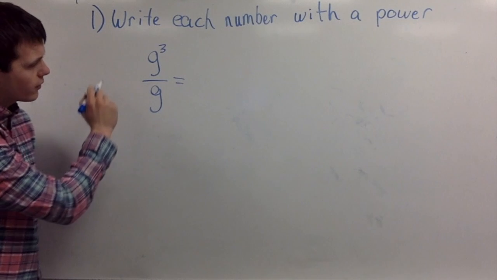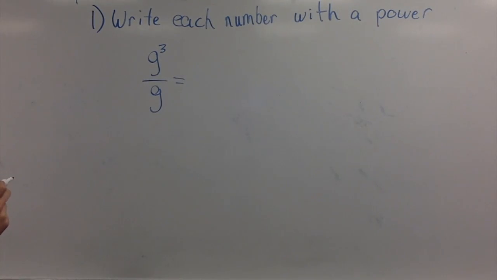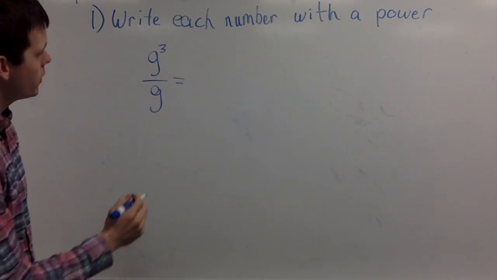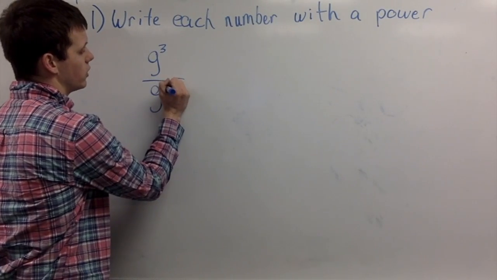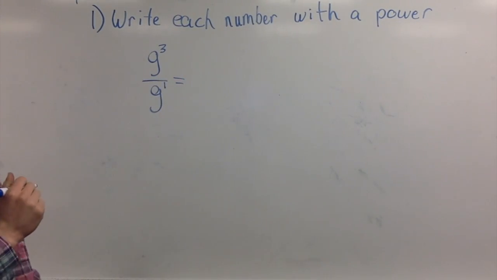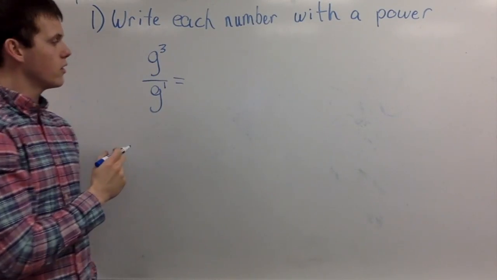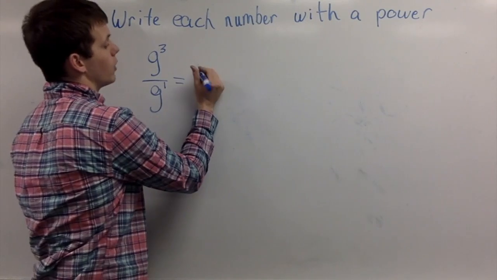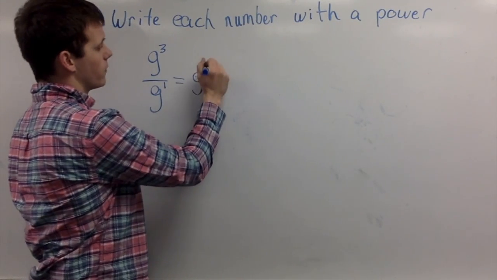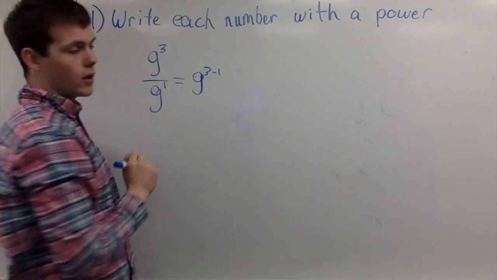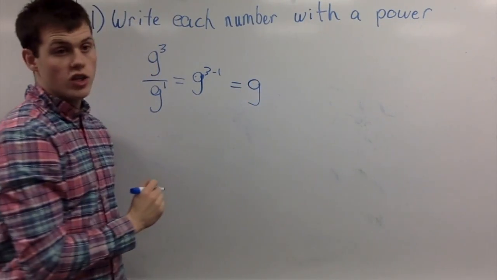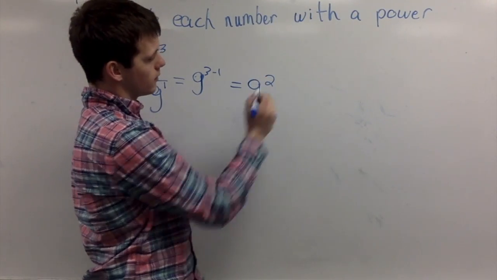Here we have g to the 3rd over g. Now, we know we subtract exponents, but we don't see an exponent on the bottom here. But we know there's a little invisible 1 there. So g to the 3rd over g to the 1st. So we end up with g to the 3 minus 1, which is then equal to g to the 2nd.